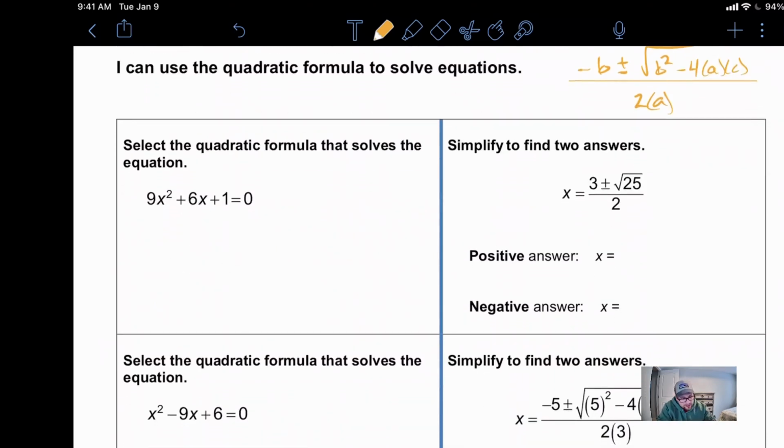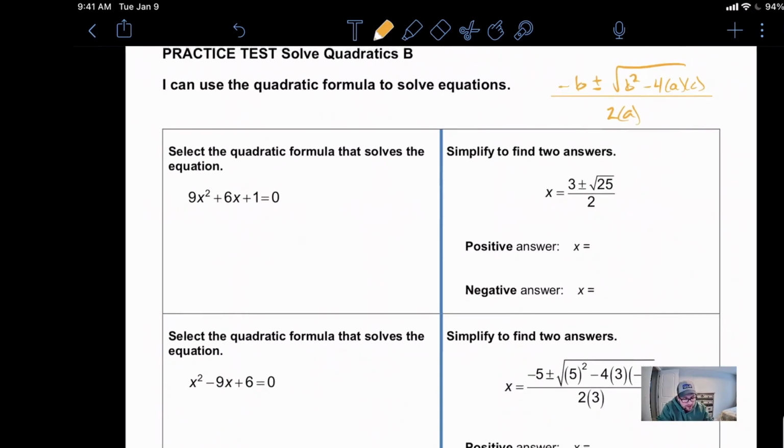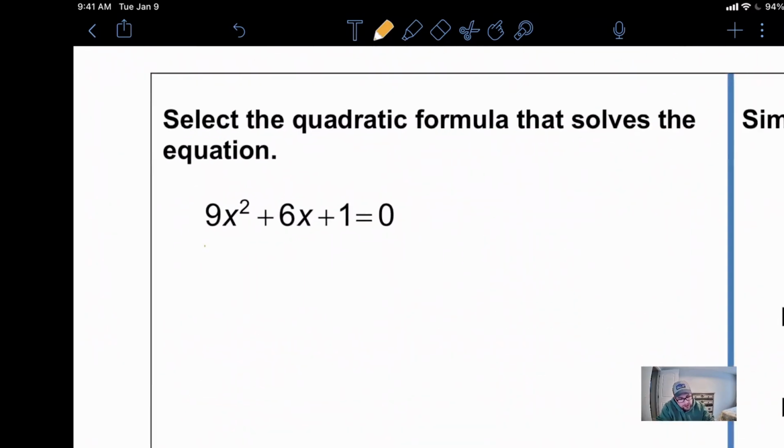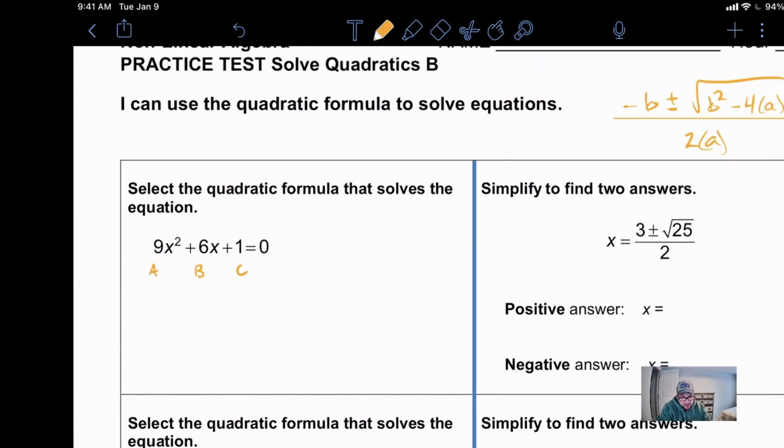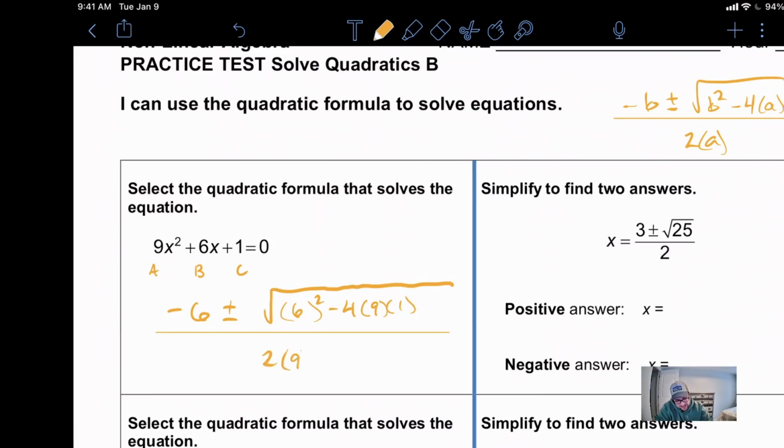So for this first problem, it says select the quadratic formula that solves the equation. So we know that a is equal to 9, b is equal to 6, and c is equal to 1. So if I was trying to plug it into that formula, remember it's negative b to start. My b value is 6, so now it's going to be a minus 6, plus or minus the square root of b squared, so this is 6 squared, minus 4 times my a value, which is 9, times my c value, which is 1, and then this all gets divided by 2 times 9.